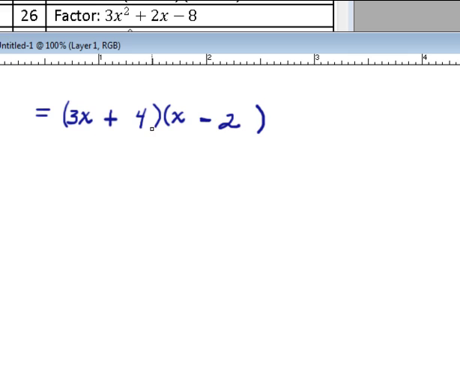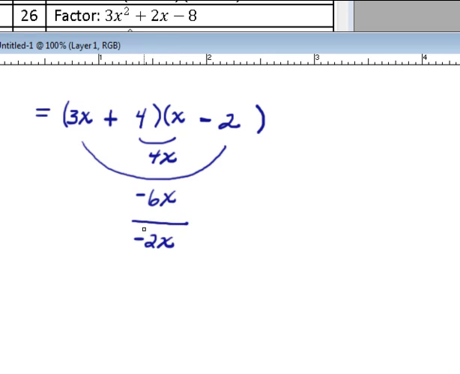Now let's check the middle term there. So here we have a 4x. Okay, the outer plus inner. The outer is minus 6x. Okay, so the outer plus inner add to minus 2x.